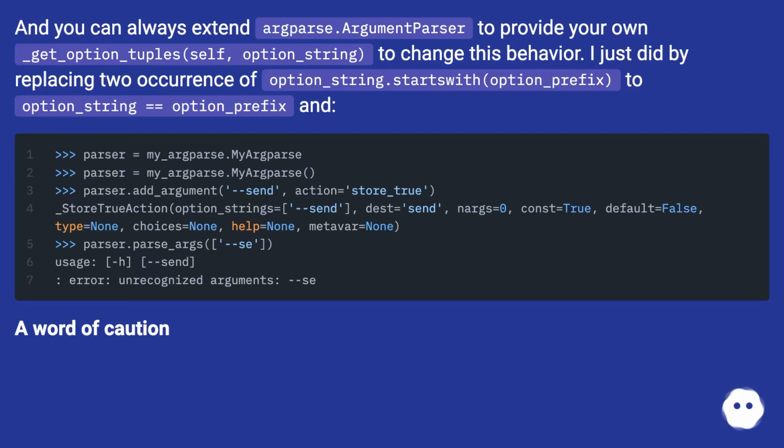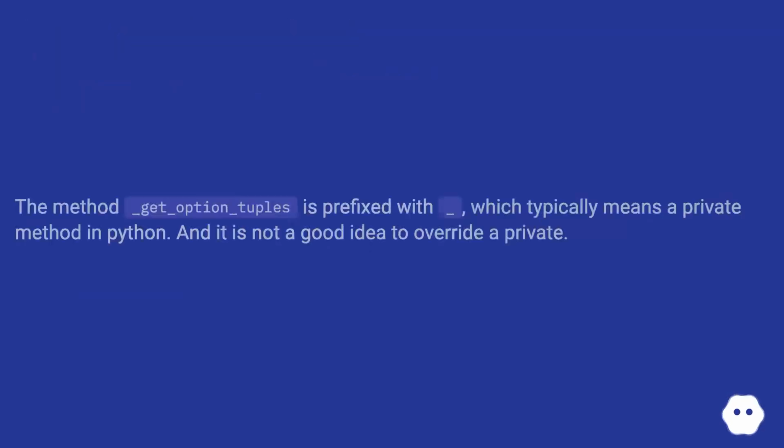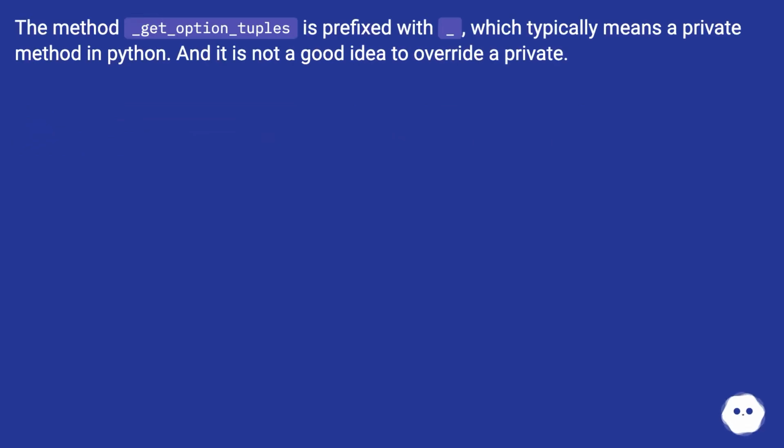A word of caution: the method _get_option_tuples is prefixed with an underscore, which typically means a private method in Python, and it is not a good idea to override a private method.